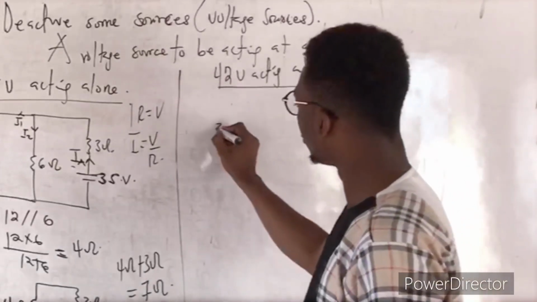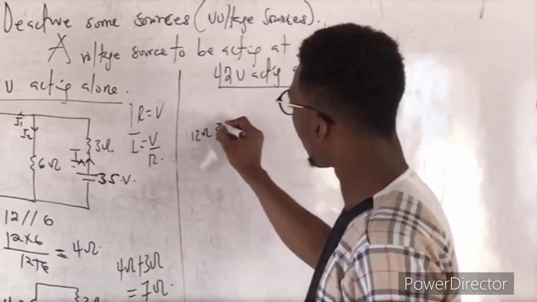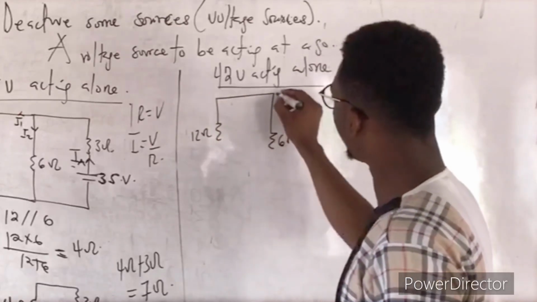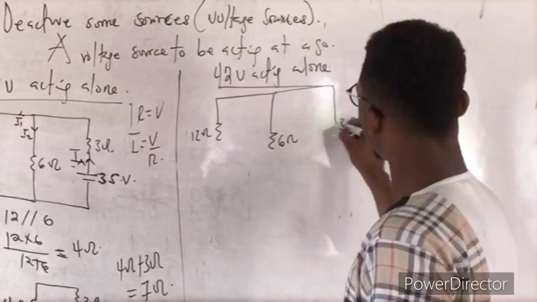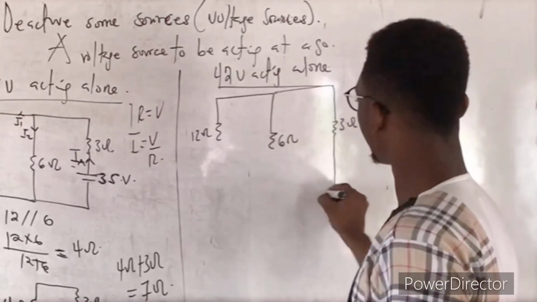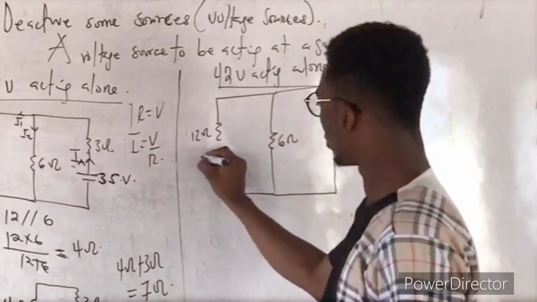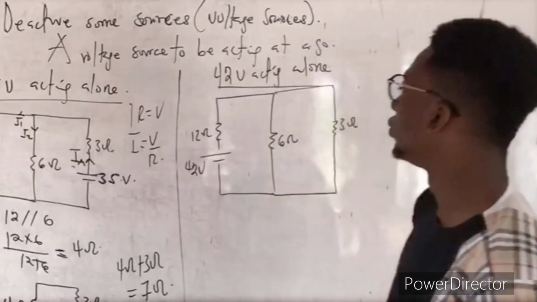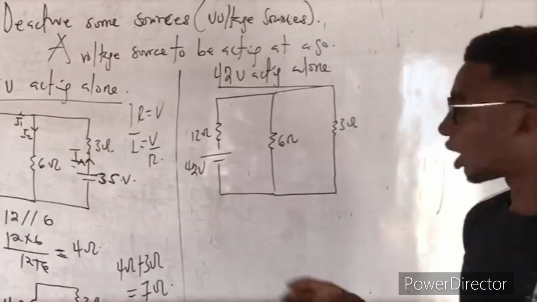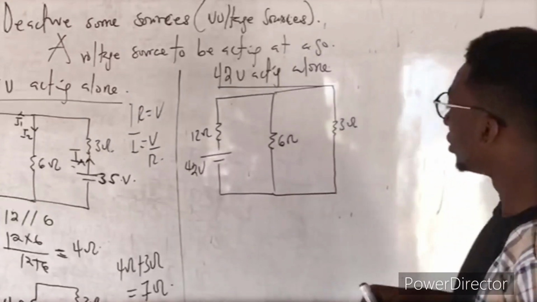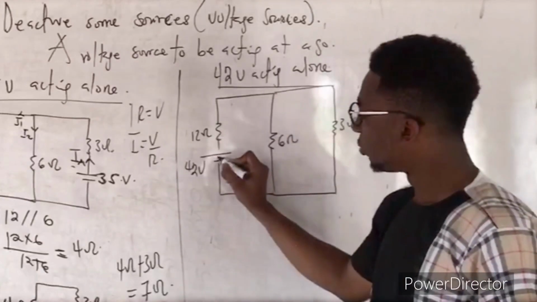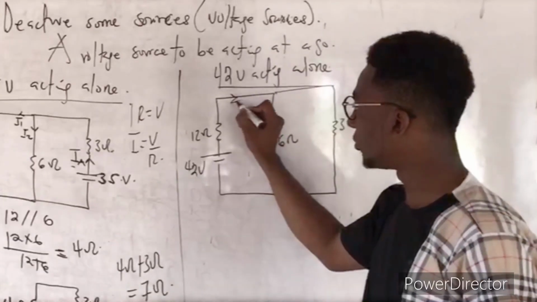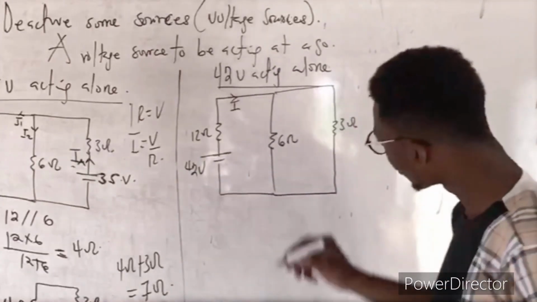So we draw the diagram, the 12 ohm, the 6 ohm, the 3 ohm, and the 42 volts. Okay, so now what we get here is that the 42 volts will be producing a certain amount of current. Let's say this current is I.